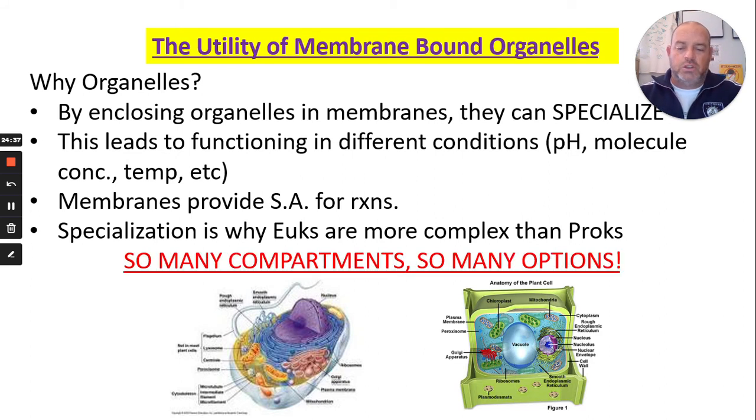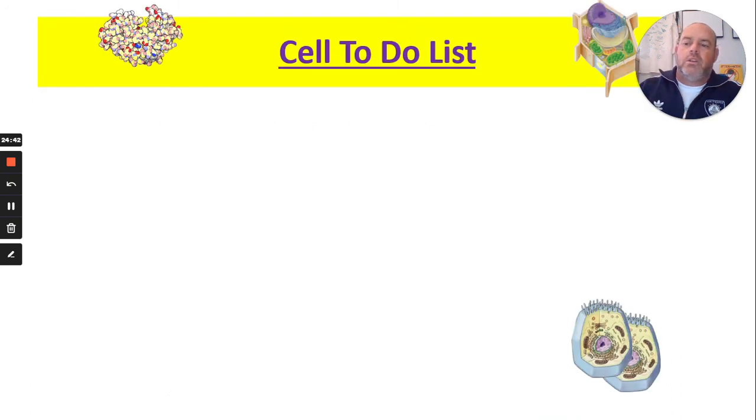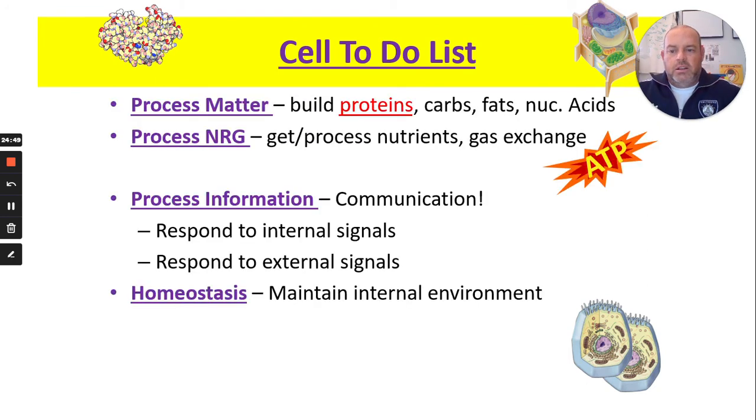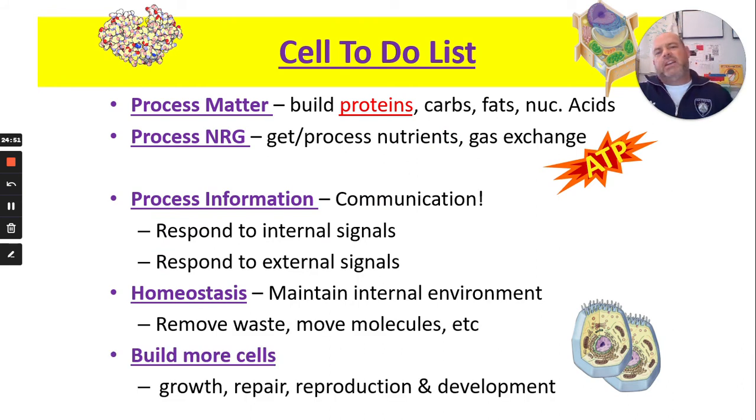So many compartments, so many options. So here we have a cell to-do list, okay? So I have 5 things. I've tried to simplify the cell down into 5 things that it does.